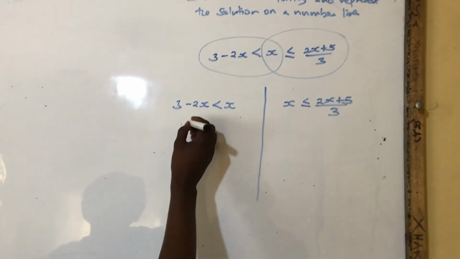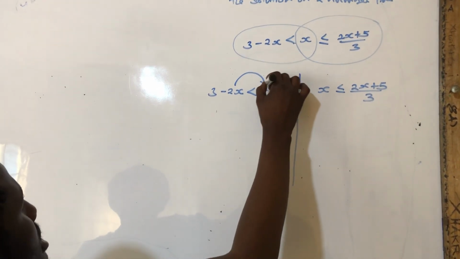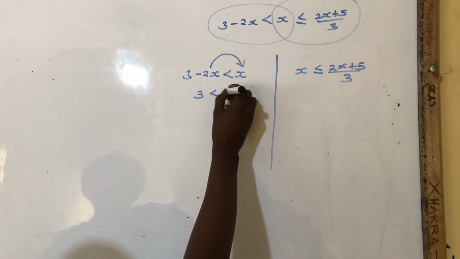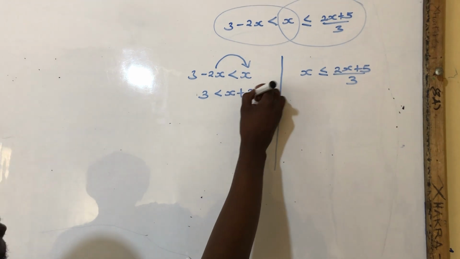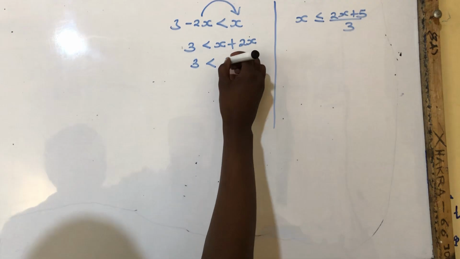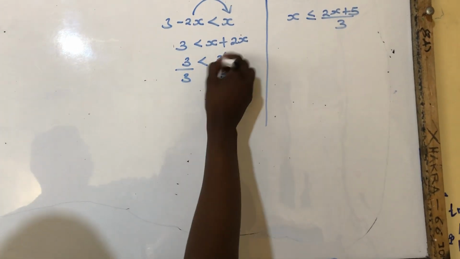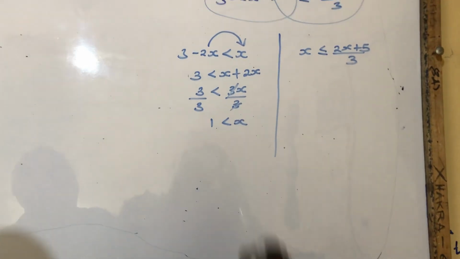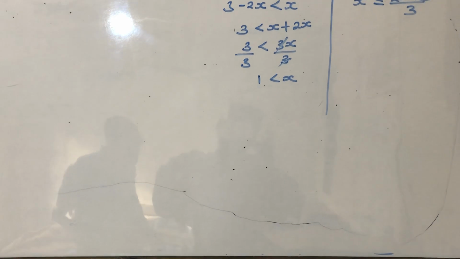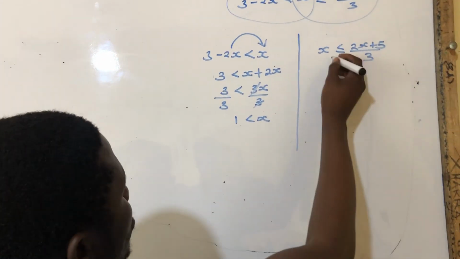So I will have -2x. Okay, let's transfer the 2x to the other side, so that we have 3 is less than x + 2x. 3 would be less than 3x. Divide this by 3, this one by 3. 1 would be less than x. Which takes us to the other side of our inequality.